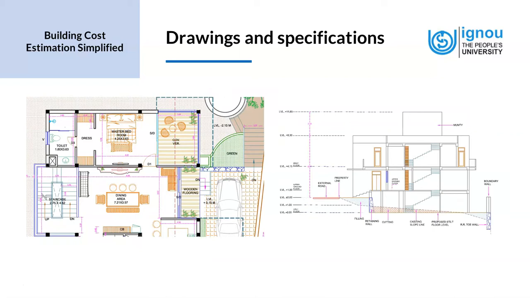Drawings and specifications. As an estimator, these two are of utmost importance because drawings and specifications give us the information about the material that is used in the project. So a skill that is required by an estimator is to be able to read the plans and sections and other drawings. In this, the plans and the sections are of great importance. We get the dimensions of various building parts, and we can derive the material quantity from reading the dimensions and, in general, getting an idea of the drawings and specifications.